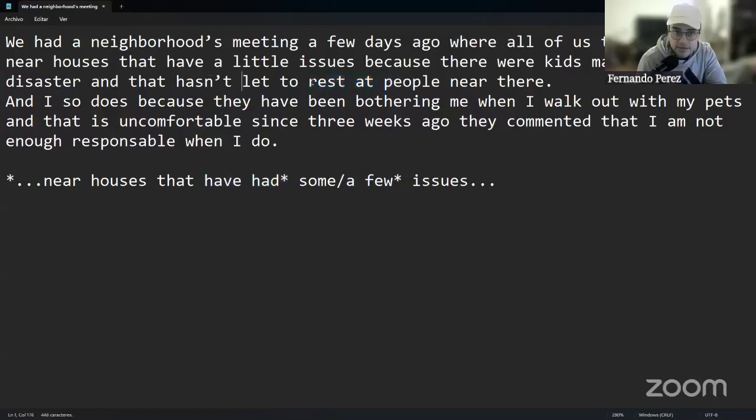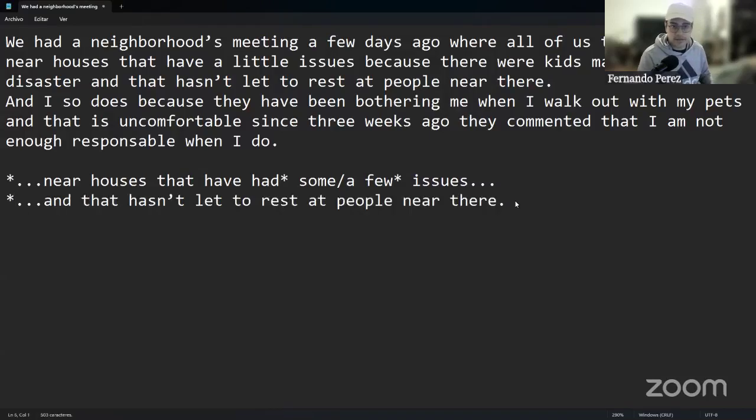Hasn't led disaster, and that hasn't led. In this case, your structure is correct. The problem is a connector. Here in this sentence, there are two connectors that we need to connect. And it hasn't let, person, verb, complement. Hasn't let people near their rest.